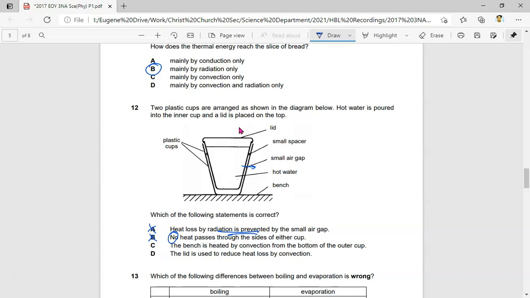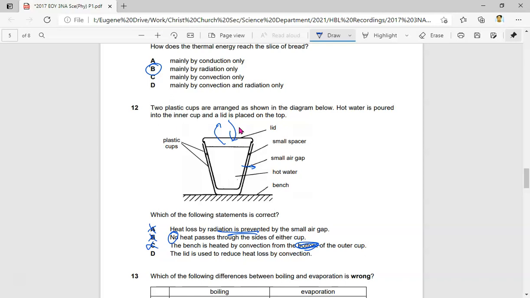Next one, C. The bench is heated by convection from the bottom of the outer cup. If this is a hot object, convection actually requires you to have a convection current like this. So in actual fact, hot stuff will actually heat up the thing around it or at the top. Convection will cause things at the top of it to be heated up due to its density difference. So convection happens here. Therefore, is the bench heated by convection from the bottom? Answer is no.